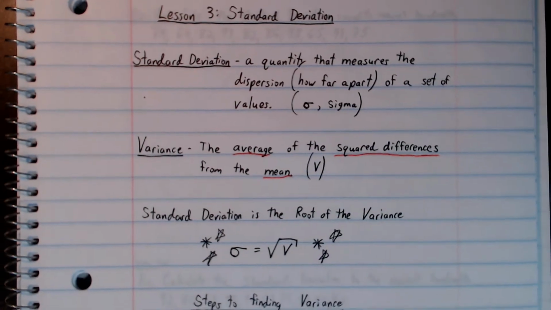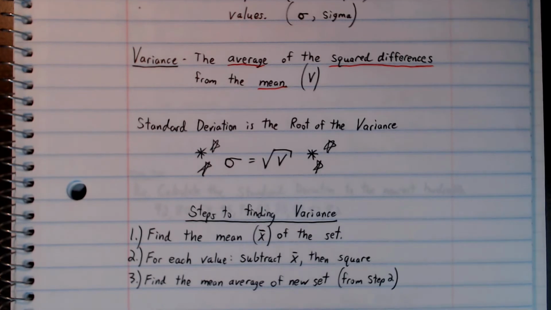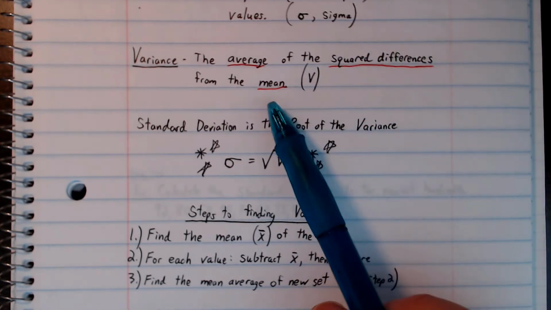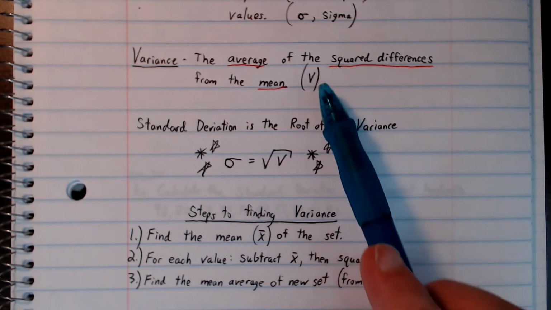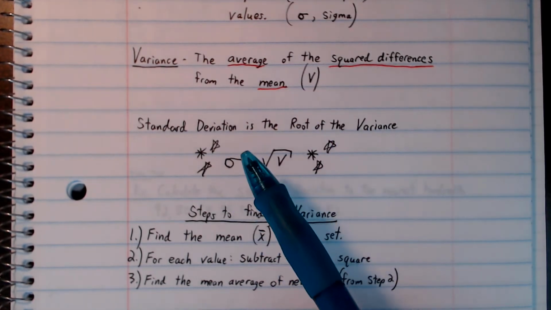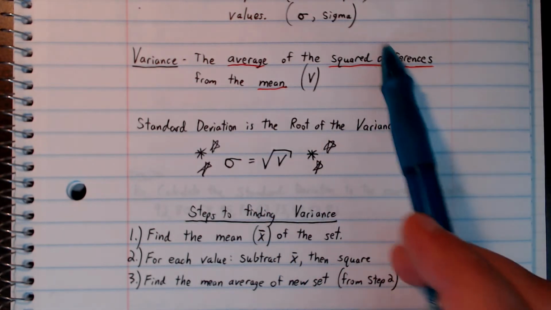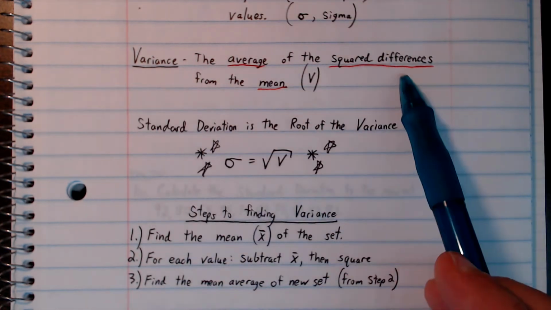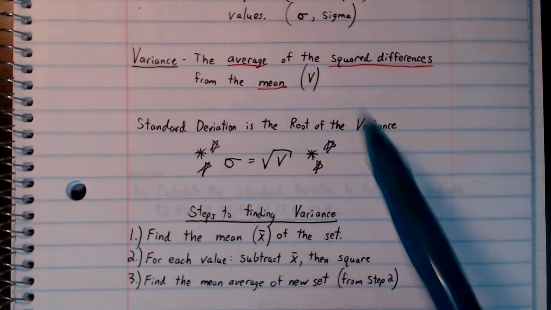So that's the definition of standard deviation. Variance is just something that we need before. It's the average of the squared differences from the mean. On its own, I'm sure that there are things that we can do with it, but we're not going to be doing much with it other than finding the standard deviation, which is the square root of the variance. So the variance is really the stuff that takes us the most amount of time. Standard deviation is just a quick square root of the variance.